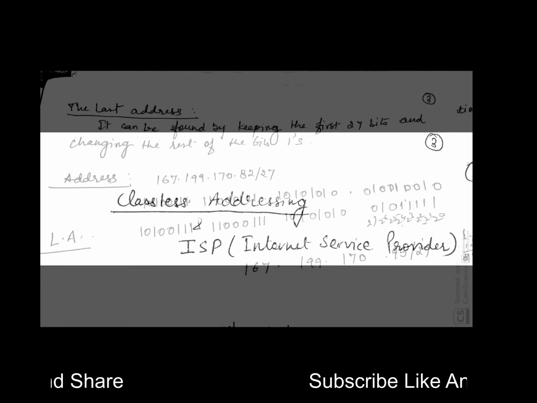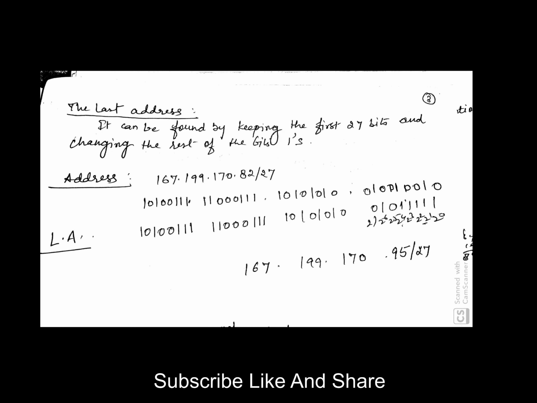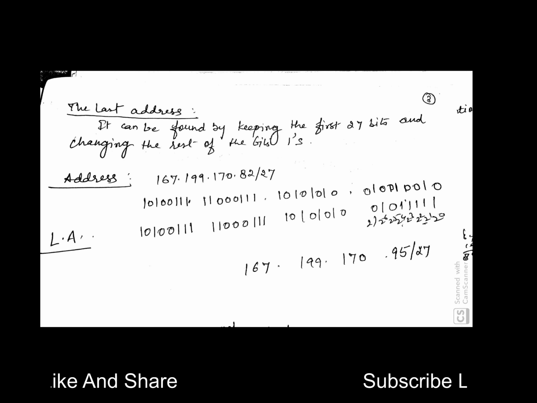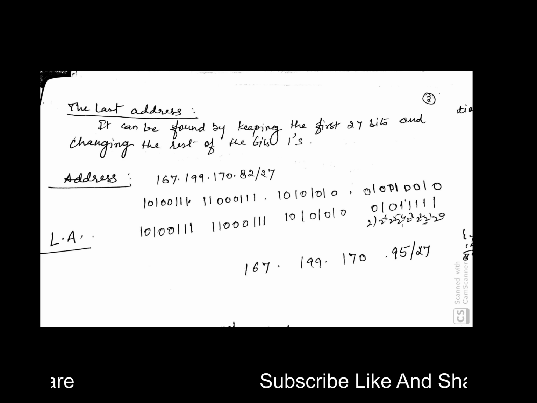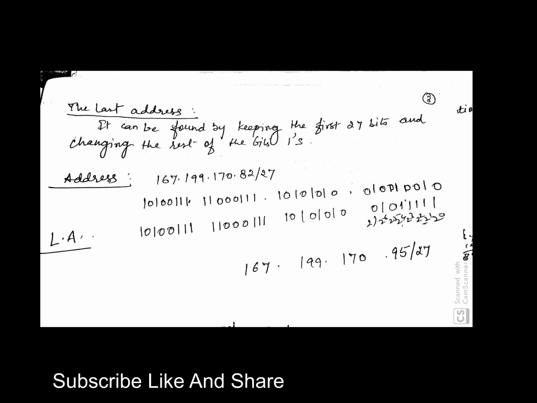And now the last address. For the last address, we keep the first 27 bits and change the rest of the bits to 1. Okay, so here we calculate the rest of the bits just like 82. Convert all the bits, 1 at 2 to the power 6, and also 10, that is, the rest of the bits are put as 1 here. Okay, so the overall address will be 95. This is the last address of the network.